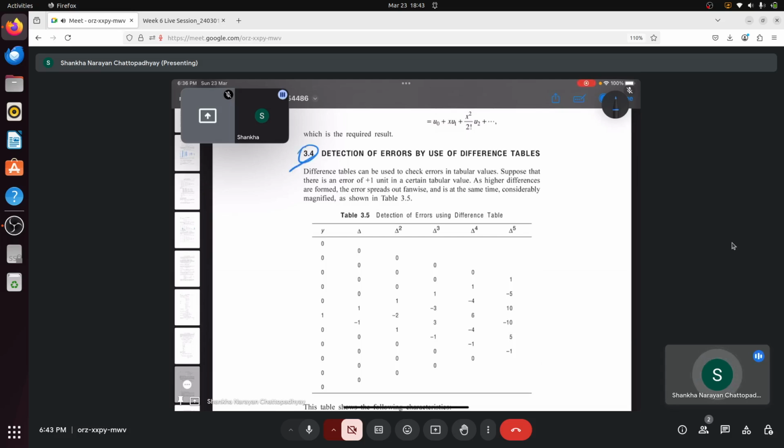This topic is very useful: detection of errors by use of difference tables. Using a difference table, you can identify in which value you have an error.